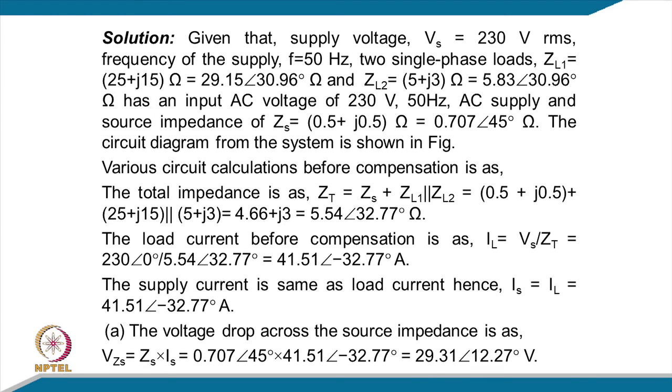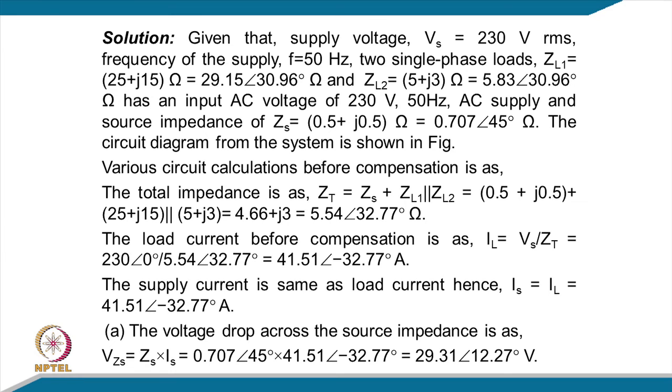Coming to the numerical solution, given that the supply voltage Vs is 230 volt RMS, frequency of supply 50 hertz, and two single phase loads ZL1 equal to 25 plus j15 ohm and ZL2 equal to 5 plus j3 ohm, and AC voltage of 230 volt, we can find out ZS as given here, and we can find out the total impedance, ZS plus ZL1 parallel with ZL2.